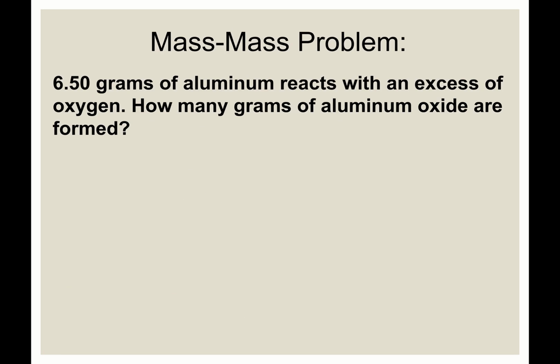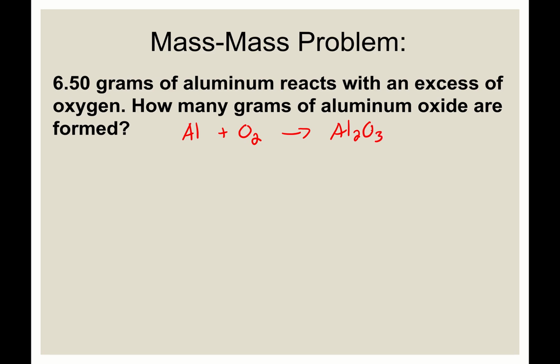So here we want to know if 6.5 grams of aluminum reacts with an excess amount of oxygen, how many grams of aluminum oxide are formed? To start any kind of stoichiometry problem, the first thing that we need is a balanced chemical equation. In this case, we're not provided one, so we have to go ahead and write one. We're told that aluminum is reacting with oxygen, and it's producing aluminum oxide.